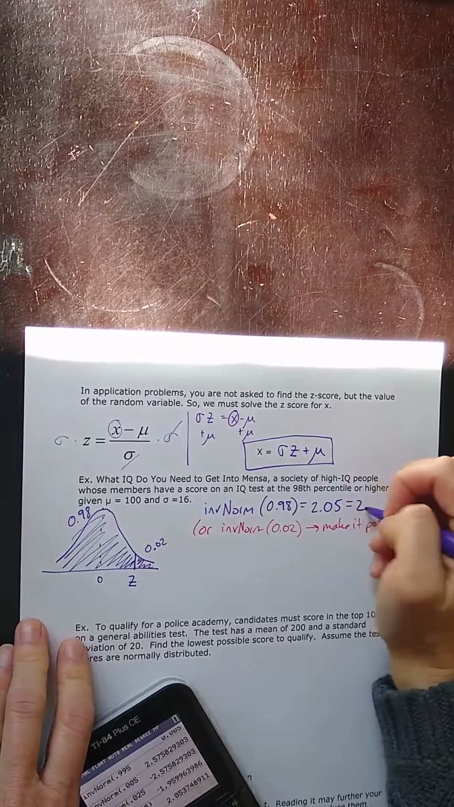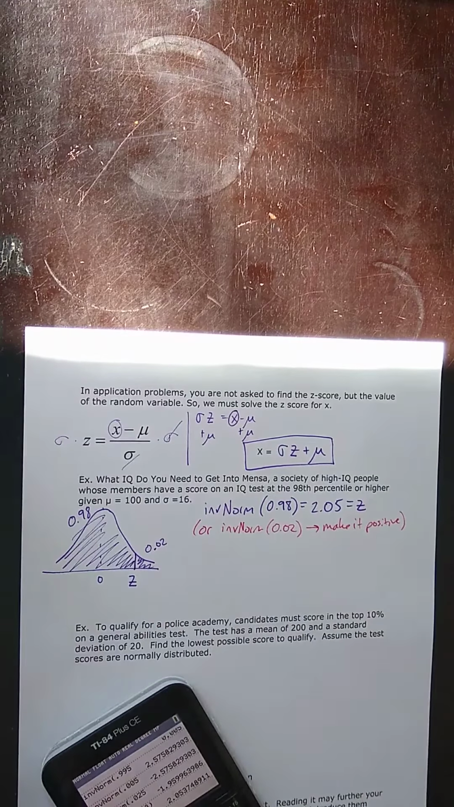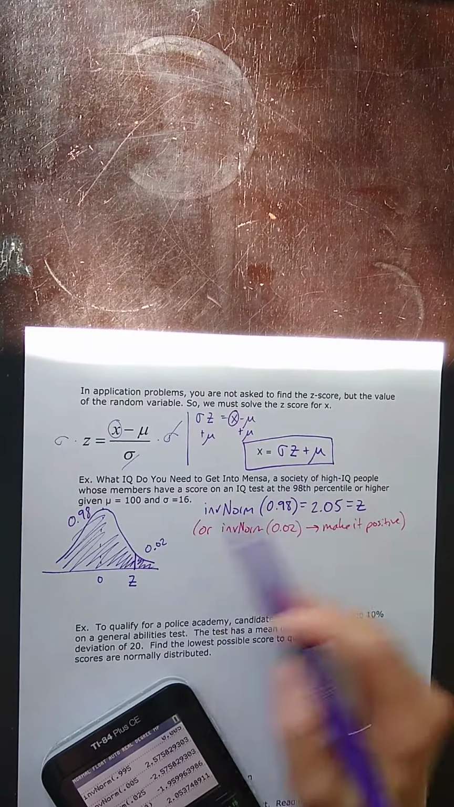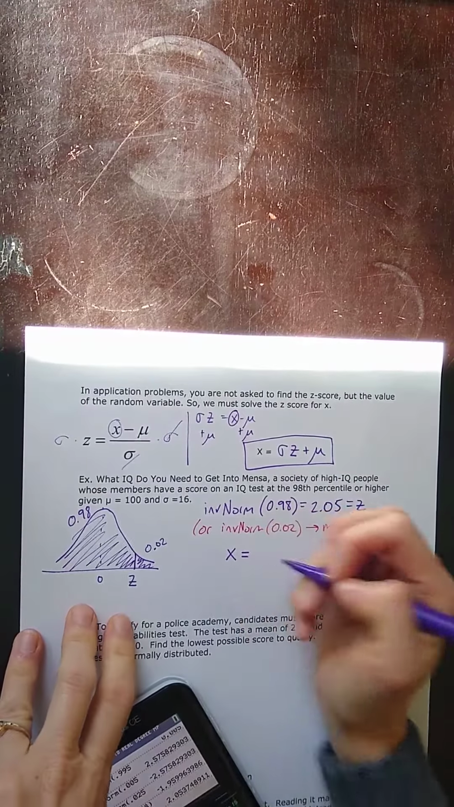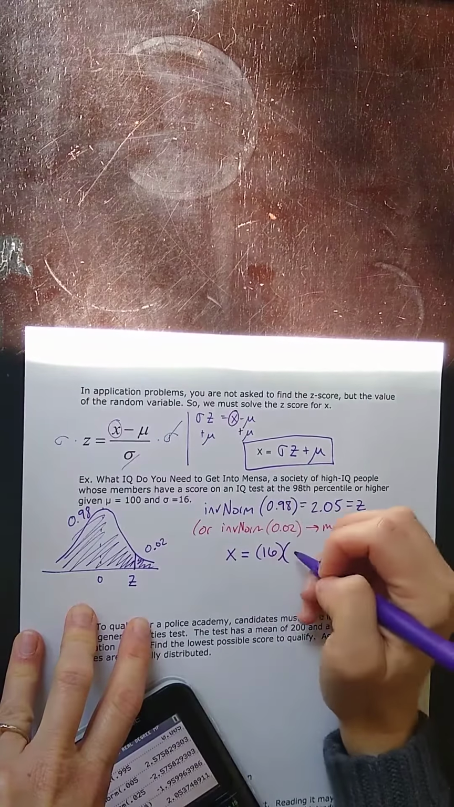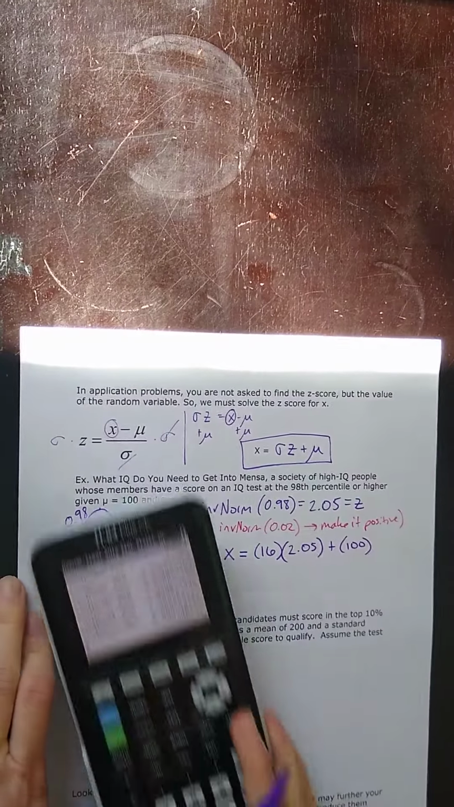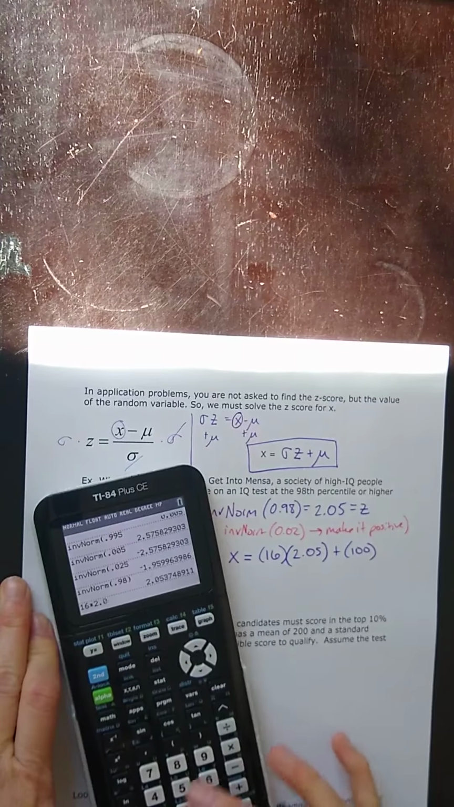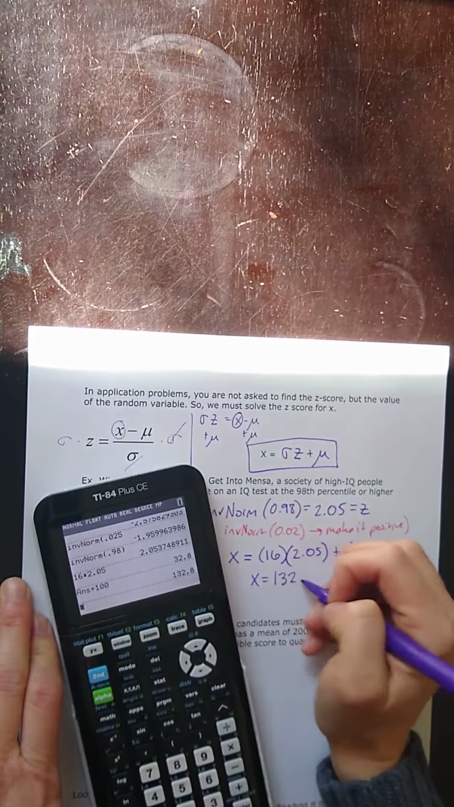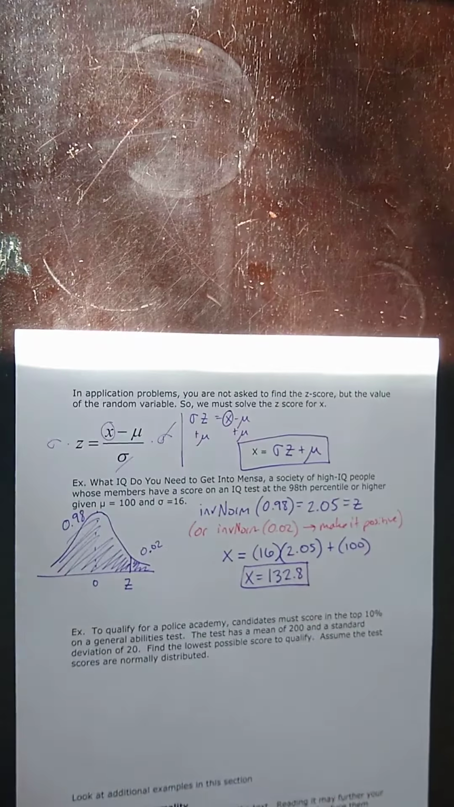So this is your z, but they want to know what IQ score do you need, not what z-score. So you're going to put your z into this formula with your sigma of 16 and your mu of 100. So x, the IQ score, is going to be sigma times z plus mu. So it is an IQ score of 132.8 that you need to get into Mensa.